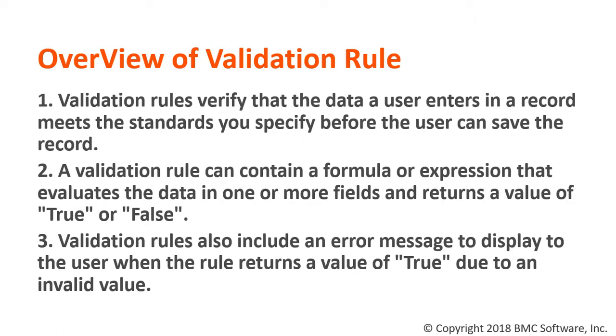A validation rule can contain a formula or expression that evaluates the data in one or more fields and returns a value of true or false. Validation rules also include an error message to display to the user when the rule returns a value of true due to an invalid value.